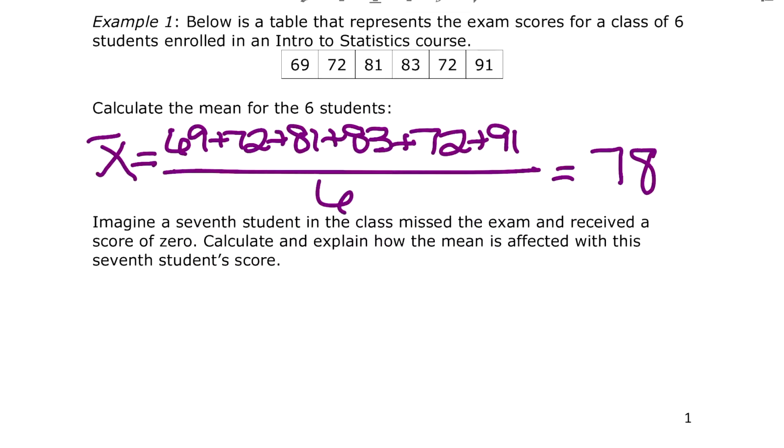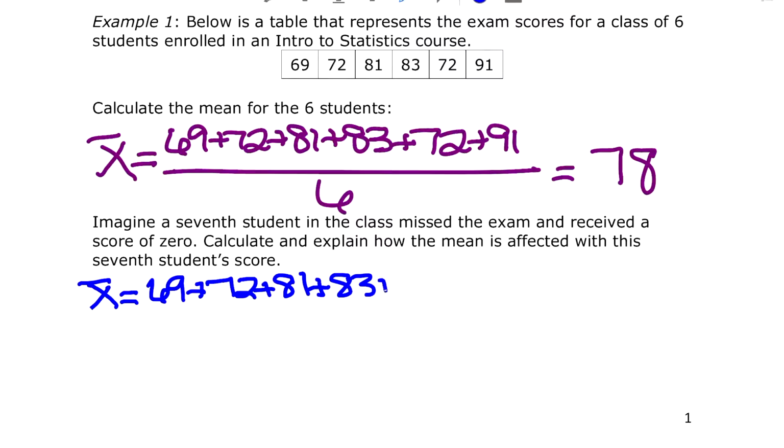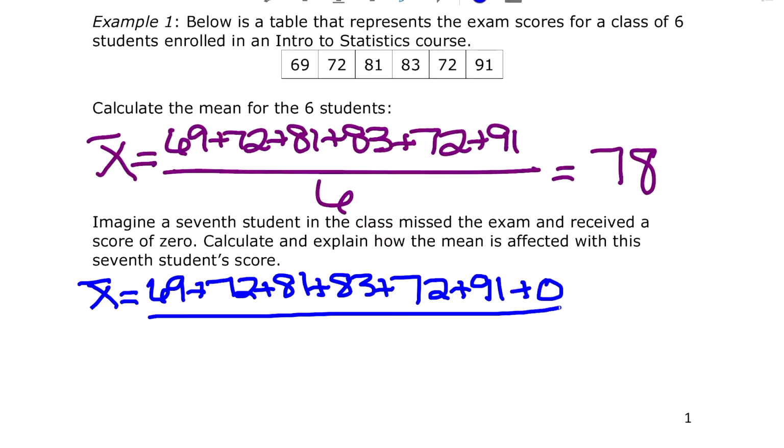Now we're going to imagine that there was a 7th student in the class who missed the exam and received a 0. I want to see how the mean is affected if I include that student's score when I calculate the mean. This time, to calculate the mean, I have my X bar. I'm going to add up all of these numbers again, plus 72, plus 81, plus 72, but now I'm going to include that score of a 0 on the end. Now instead of dividing by 6, I'm dividing by 7, because now I'm looking at 7 students.